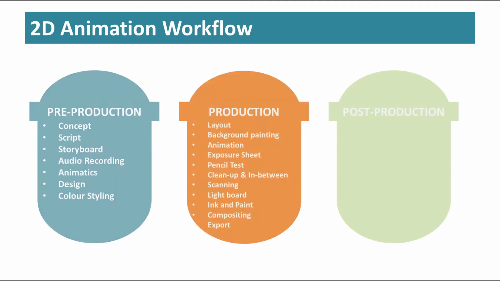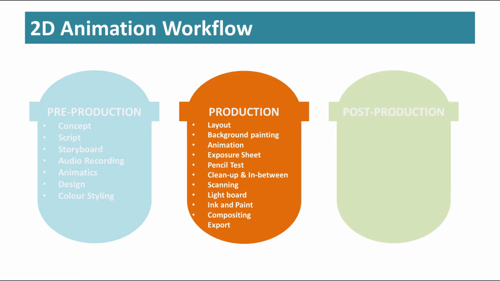Phase 2, production. In the production phase, the actual making of the project starts. The layouts are made by detailing out of the storyboard. The background sketches made in pre-production phase are developed into background painting by the background matte painters. Animation is planned using an X sheet or exposure sheet.